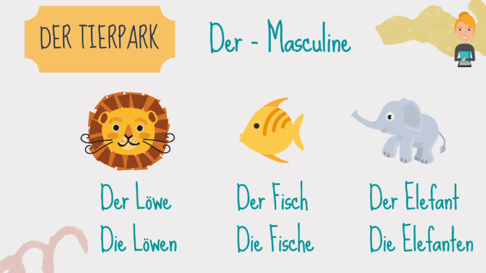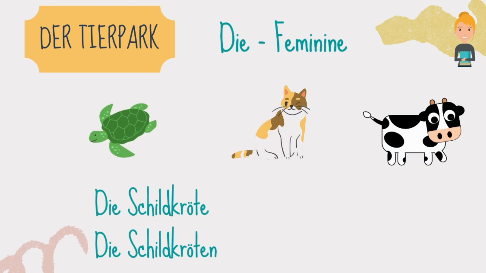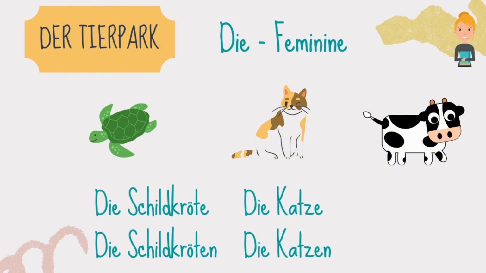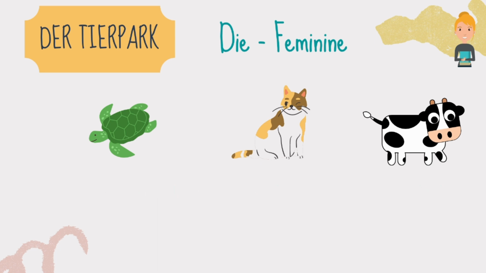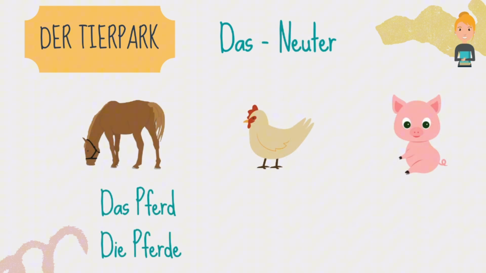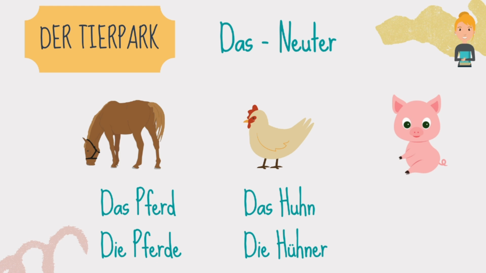Next, let's do a few feminine nouns. Die Schildkröte, die Schildkröten, die Katze, die Katzen, die Kuh, die Kühe. And lastly, we'll do a couple neuter nouns. Das Pferd, die Pferde, das Huhn, die Hühner, das Schwein, die Schweine.